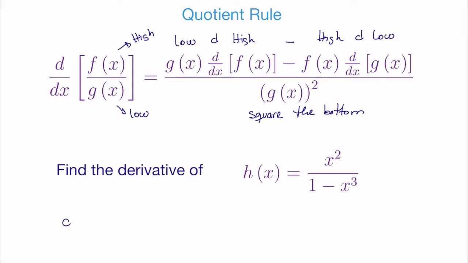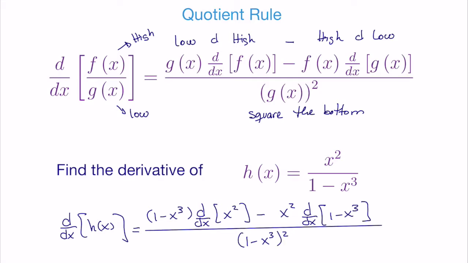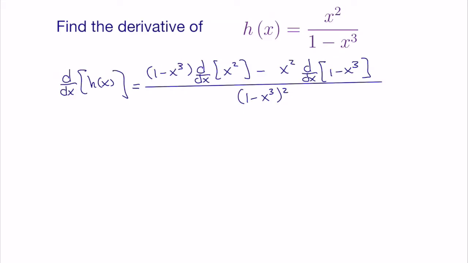We want to find the derivative of the function h of x, and we just apply our rule. So we start low, which is the denominator, low, and then we derive the upper one, so low d high minus high, which is x squared, d low, square the bottom, and away we go. Easy. Now let's derive and do our little algebra and we'll be done.